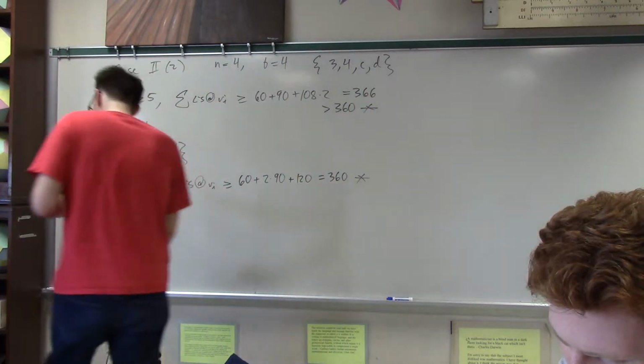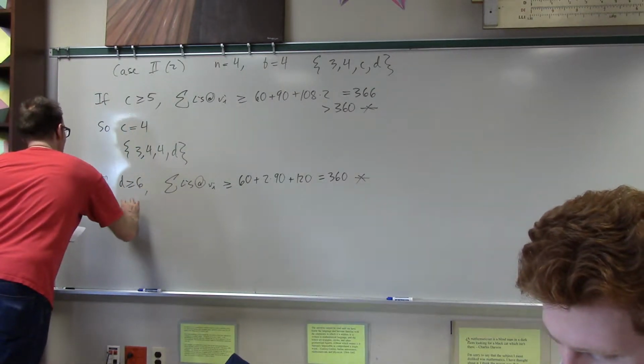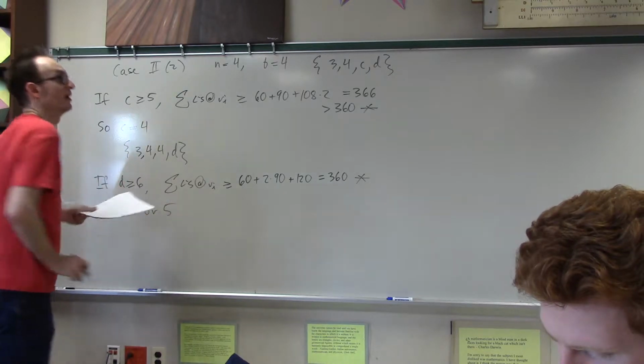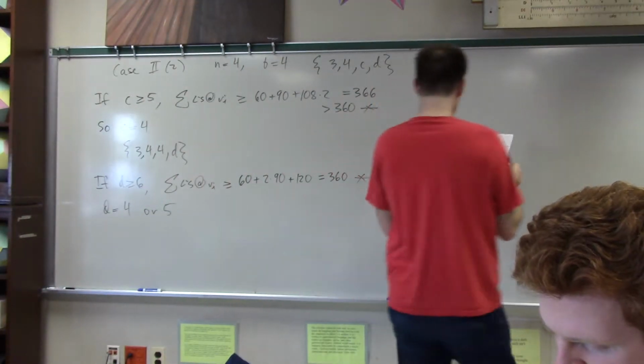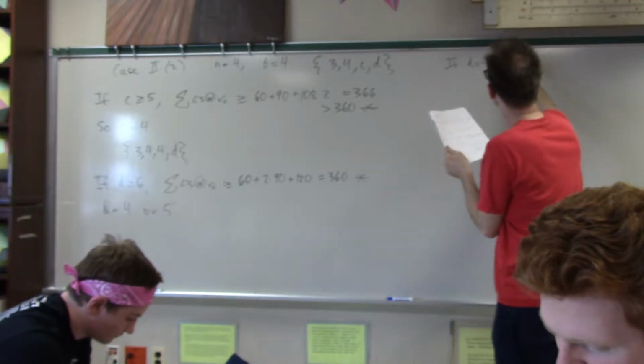Alright, so what can D be? So D has to be 4 or 5. Alright, erase all that stuff over there. If D has to be 4 or 5, well, first of all, if D is 4, then what happens?